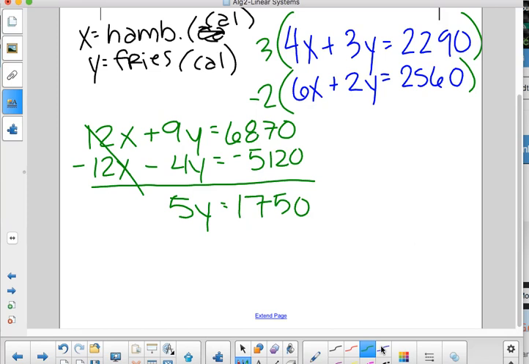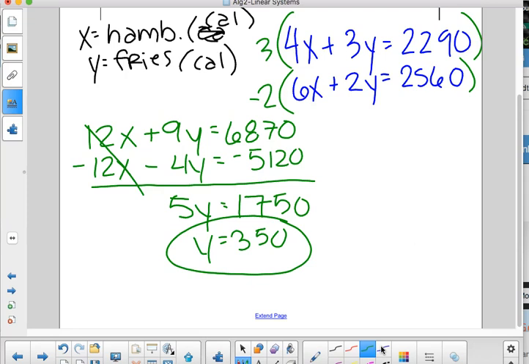$1,750. Last step, how do you get y by itself? Perfect. So regardless of how you solve this, y is 350, which means how many calories are in the fries? 350.